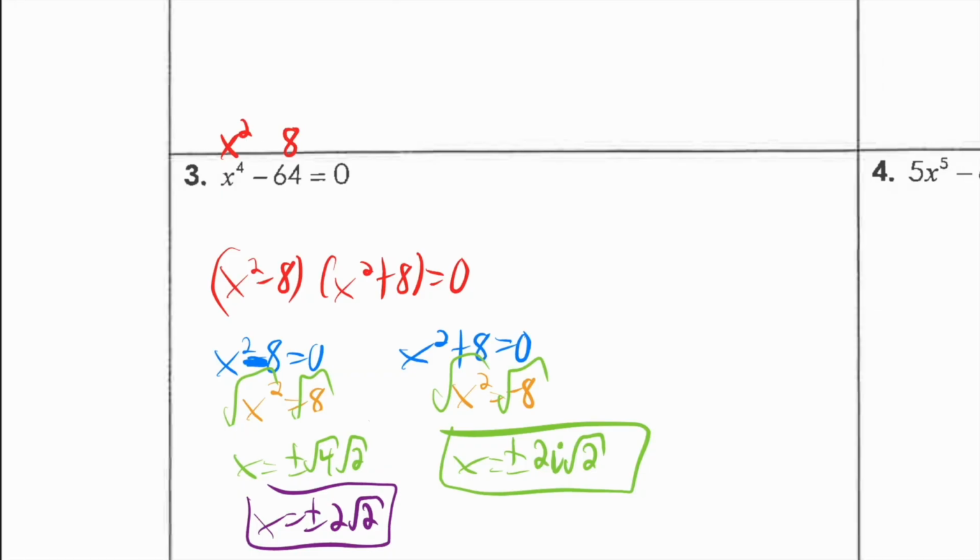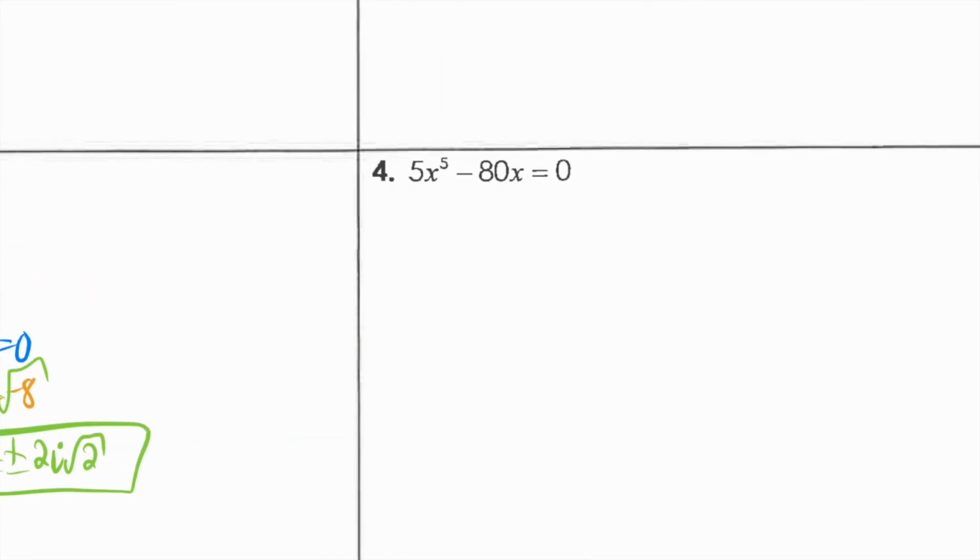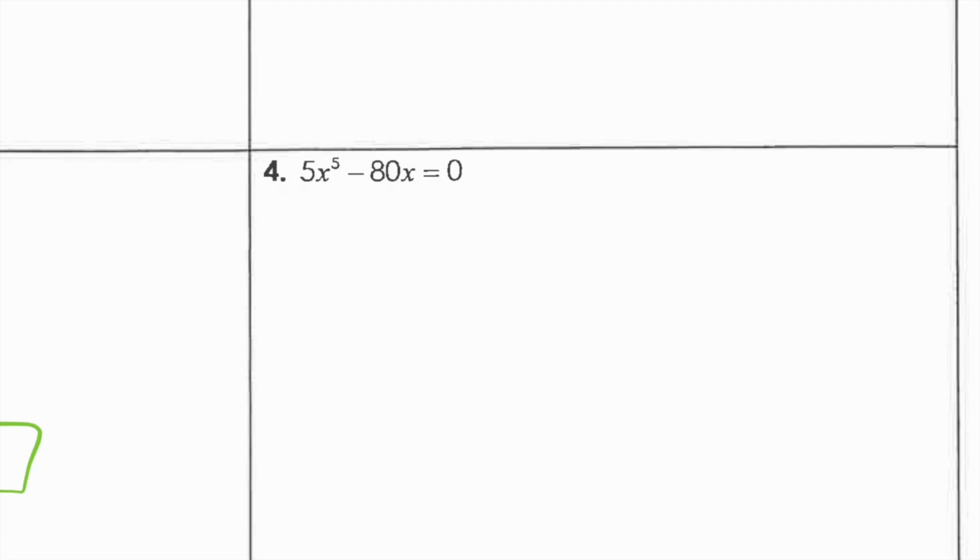On to number 4. It is equal to 0. We look for a GCF. There is one, it's 5x. So I'm left with x to the 4th minus 16. This is a difference of 2 squares. I know to look for that because it's 2 terms.